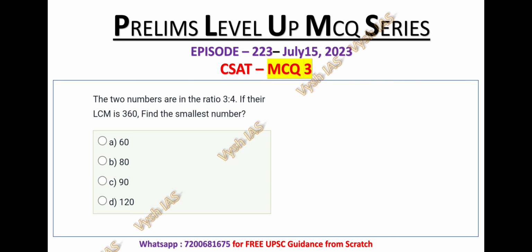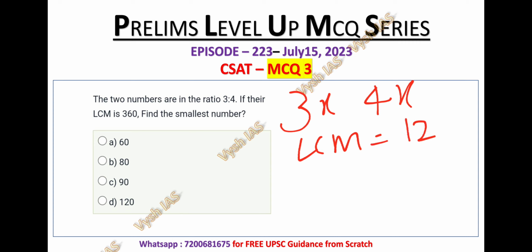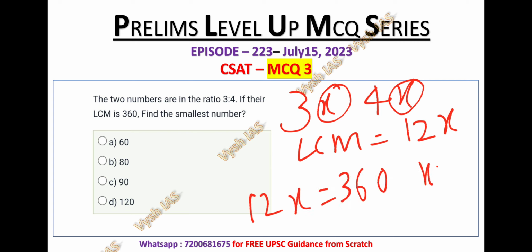Now let's solve MCQ number 3. The two numbers are in the ratio 3:4. If their LCM is 360, find the smallest number. So let us take the two numbers as 3x and 4x. So the LCM is nothing but 12x, because x is a common term. Now according to the question, their LCM is 360, so 12x is equal to 360. So x is equal to 30.